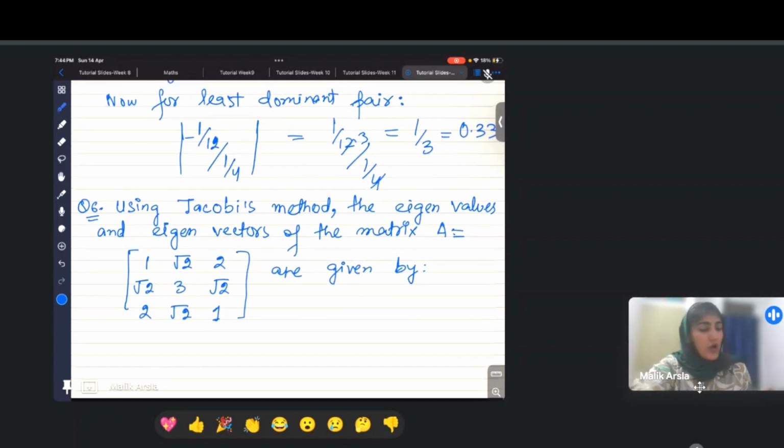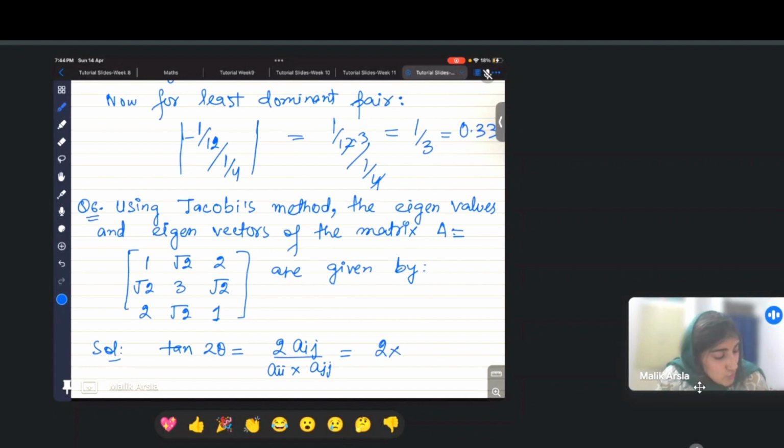Now, as I said, for this you have to form the rotation matrix. How to form that rotation matrix? We first calculate tan of 2 theta. How to calculate this theta? You have to check for the largest non-diagonal entry. In this case, it is this 2, right? So this 2 is your largest off-diagonal entry. So you write it as 2, then a_ij upon a_ii into a_jj.